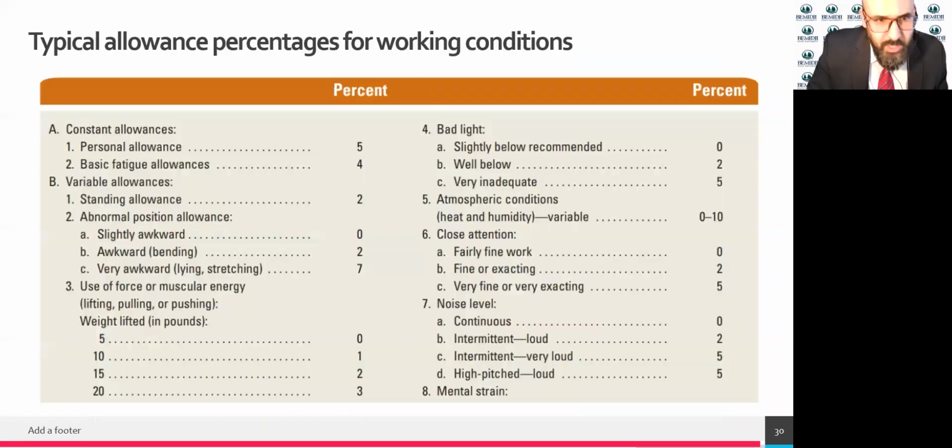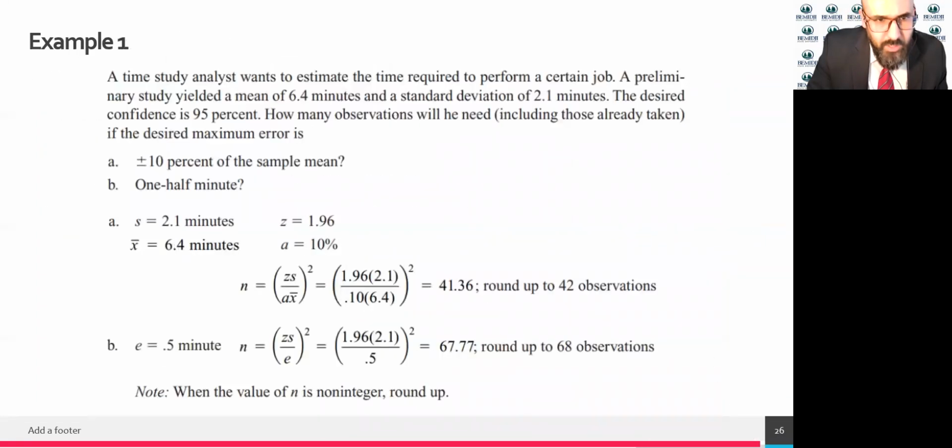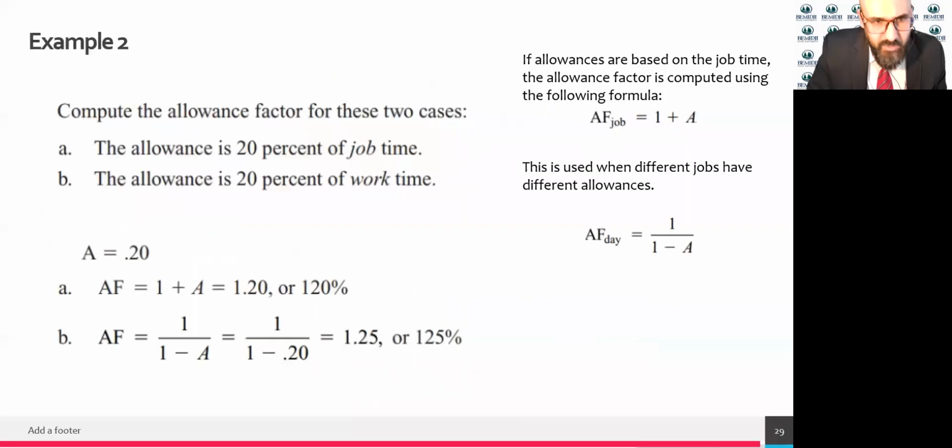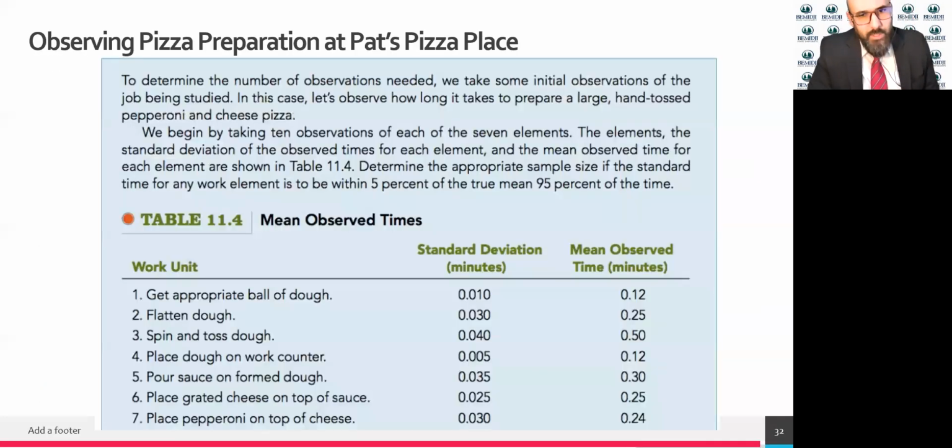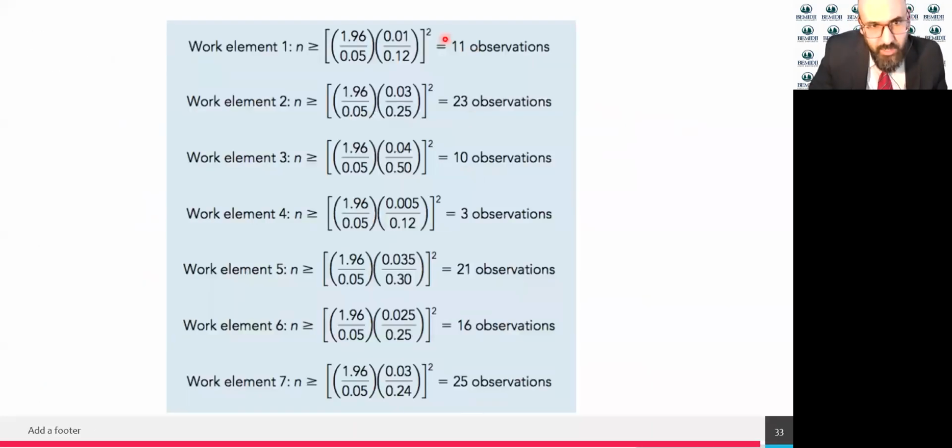Let's go back a little bit. I'll show you the equation that we need to use: Z times S, divided by A times X average, all to the power of 2. Of course, Excel would be great. So work element 1 would be 11 observations, work element 2, 23 observations, work element 3, 10 observations, based on the equation, and so on for the rest.